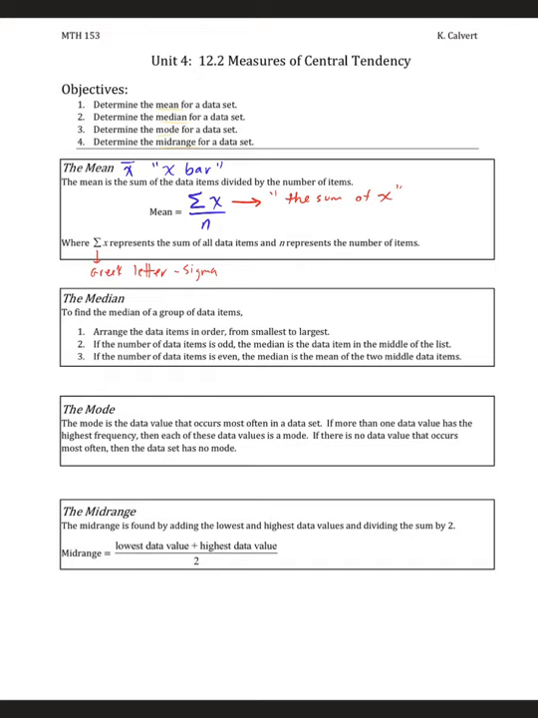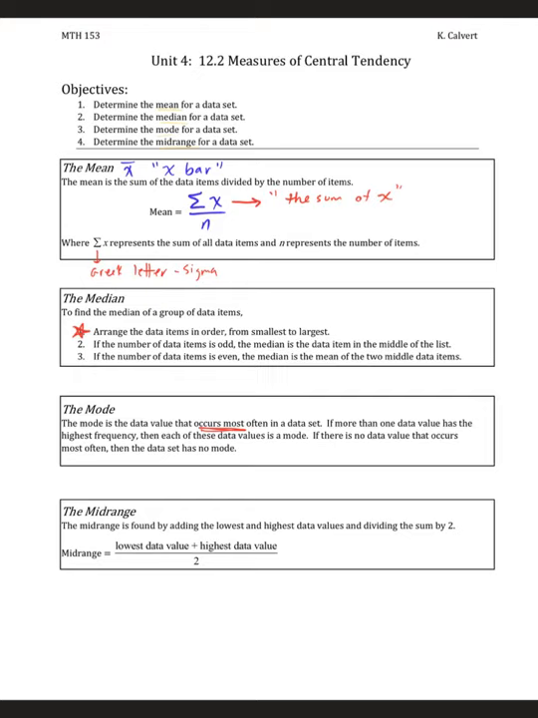The median, that's just going to be the middle data item. The most important thing about the median is this number 1 here. The data items have to be arranged in order from smallest to largest, or largest to smallest would also work, but they must be in order. Mode is most common. That one's pretty straightforward. It's the most common value. And the mid-range here is we have to take the lowest data value, add it to the highest, divide it by 2. So you take the lowest and the highest and divide it by 2. So make sure you're familiar with those vocab words.